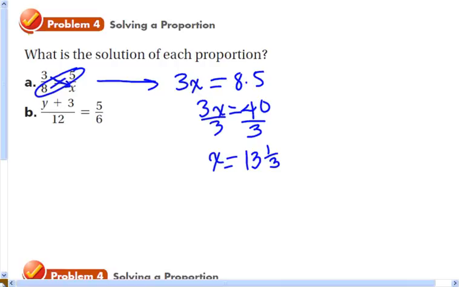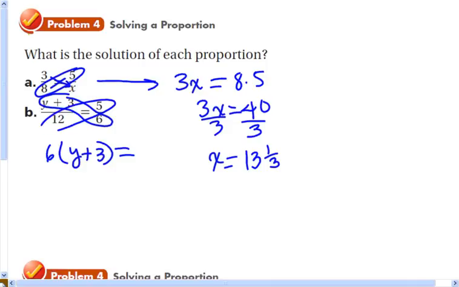For the second one, same deal. If we take the product of the extremes, that's these two, 6 times quantity y plus 3, that is equal to the product of the means, which is 12 times 5, which is 60. So if we divide both sides by 6, we get y plus 3 equals 10, and y is equal to 7.